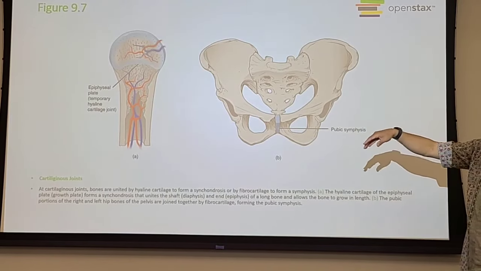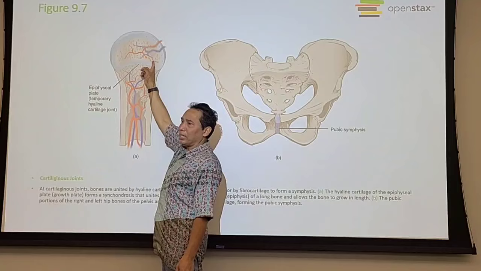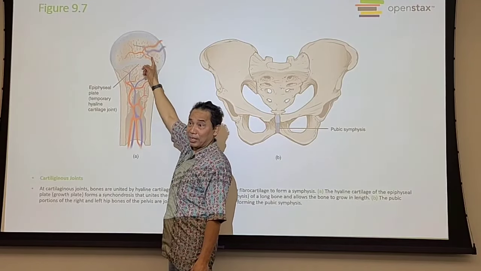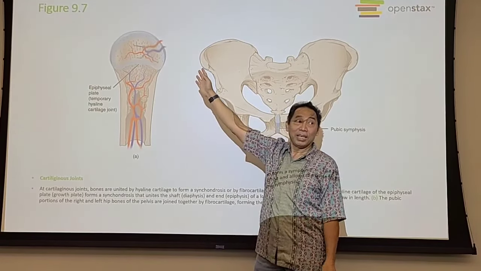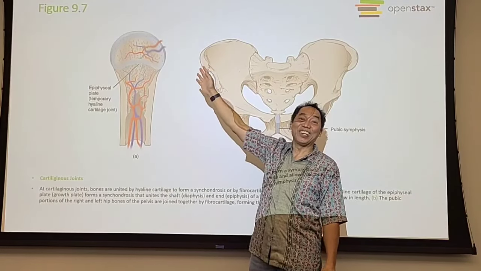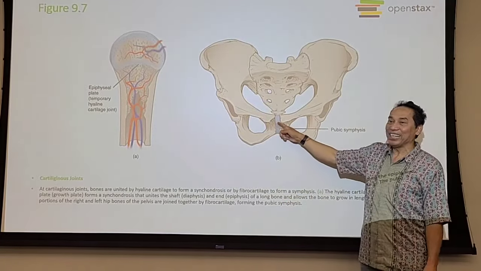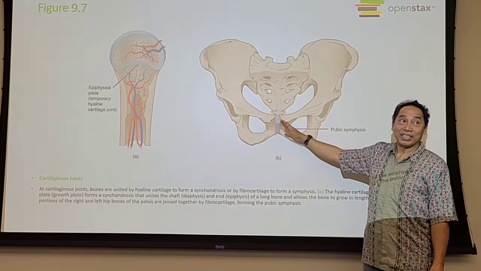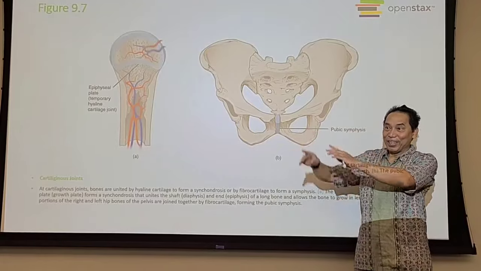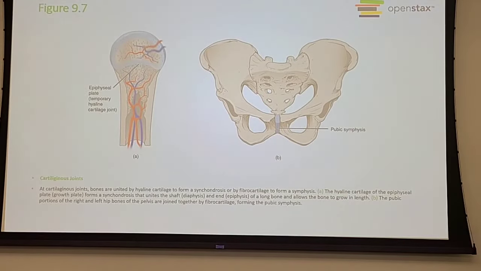Okay, this is comparing the cartilaginous joint types. If it is hyaline cartilage, what do you call that? Synchondrosis. If it is fibrocartilage like this, it's called symphysis. Synchondrosis, symphysis. I know it's difficult, but you get it little by little. I will say it many times.